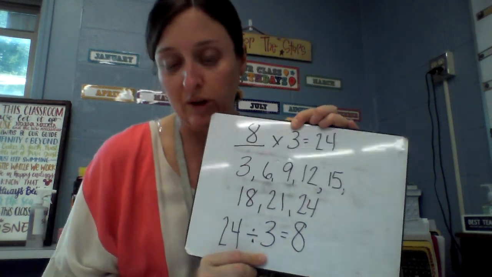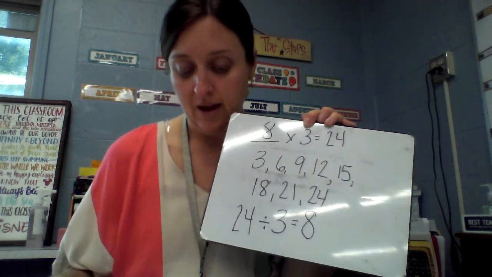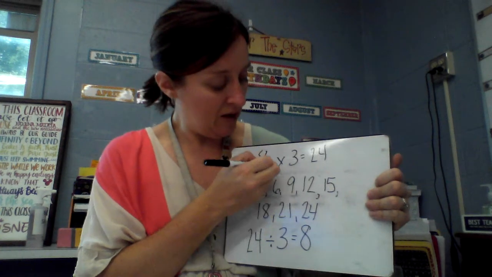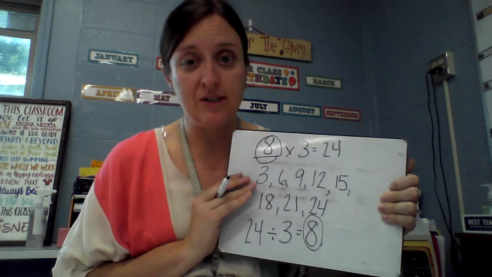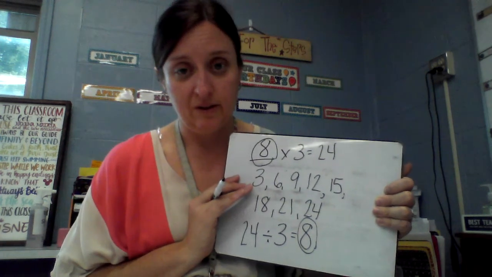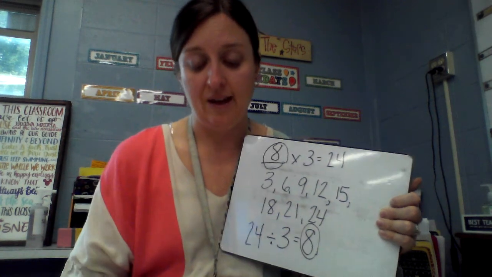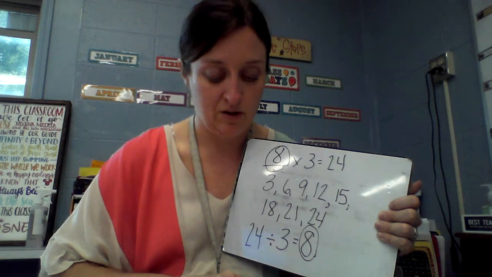These two problems are related. 8 times 3 equals 24 is related to 24 divided by 3 equals 8. We can see that the unknown from this problem is the quotient in this one. Okay, remember the quotient's the answer. They are related. The unknown in my multiplication equation was the quotient in my next one.